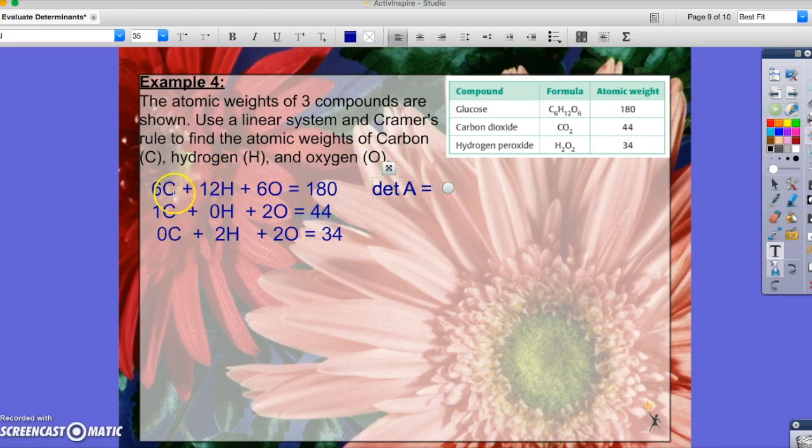Determinant A is going to be all 3 of these coefficients. So 6, 12, and 6. Where am I getting that? 6, 12, 6. Next row, 1, 0, 2. Last one, 0, 2, 2. Now, if you remember with our matrix, I'll always have to redo the first 2 columns. So I have another 6 and a 12. I have another 1 and a 0. Another 0, I have another 2.